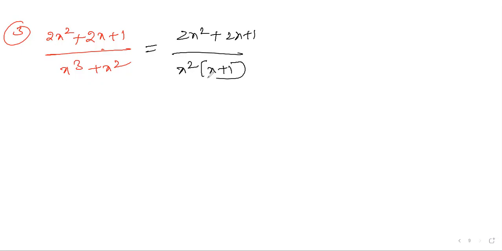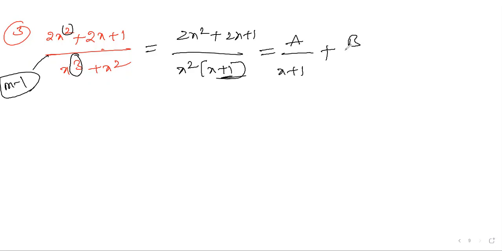So try to think what the order is. It is model 1, type 1. You can go with the regular procedure. What should I do? I can write A/(x + 1) + B/x + C/x². Some people might have a question: sir, can I take A/x + B/x² + C/(x + 1)? Nothing wrong in that.